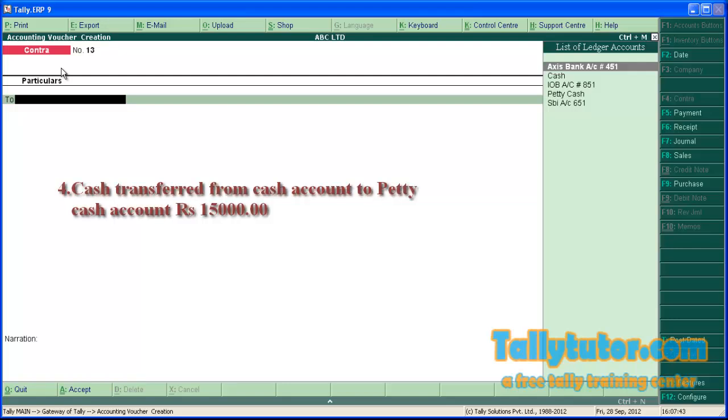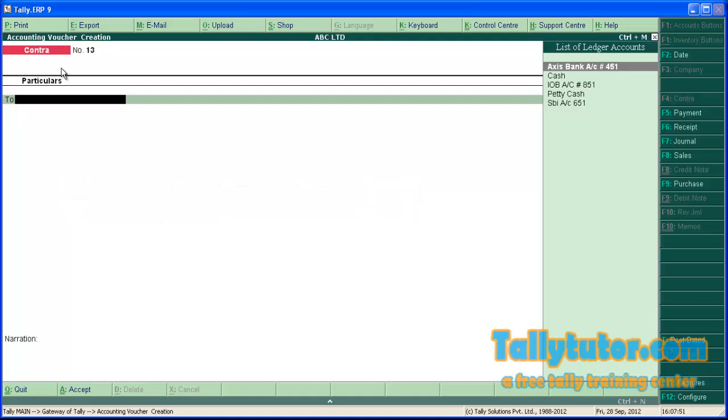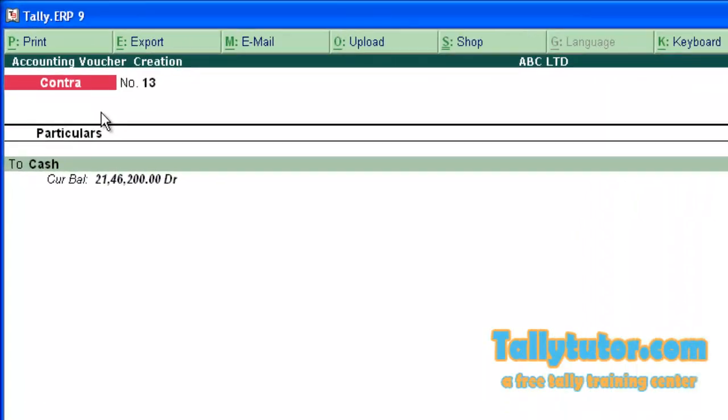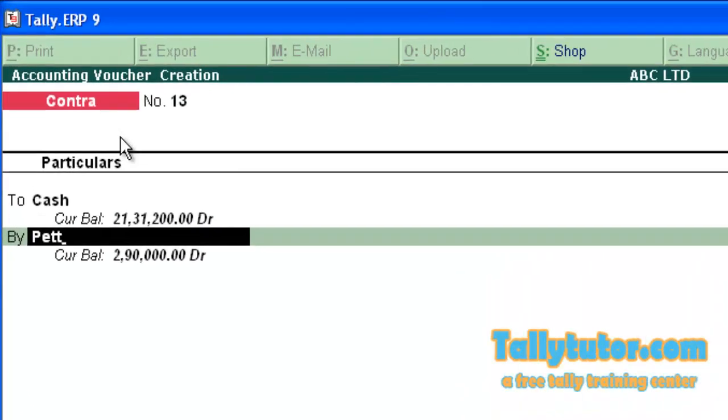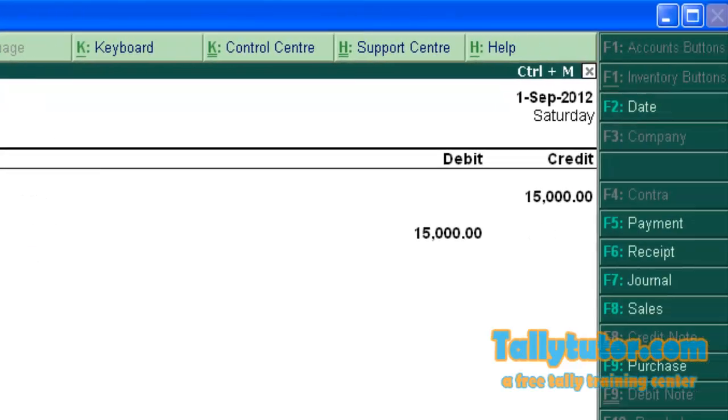Finally, the last transaction: cash given to petty cashier. So here, cash is moving from main cashier to petty cashier. So the journal will be petty cash account debtor to cash. Cash means main cash account. Petty cash account increases and main cash account decreases. So credit main cash account by 15,000 and debit petty cash account 15,000.